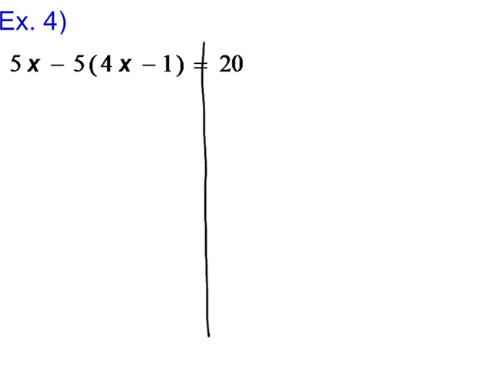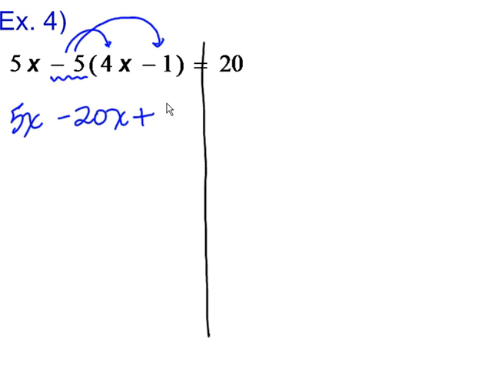All right, so first thing I need to do is distribute. Now, I'm not distributing a 5, I'm distributing a negative 5. So make sure you do that, right? So I'm going to keep this 5x here because that's going to stay. Negative 5 times 4x is negative 20x. Negative 5 times negative 1, negative times negative is a positive, 5 times 1 is 5. Okay? And then that's going to equal 20.